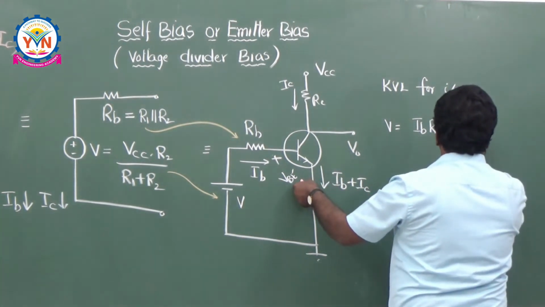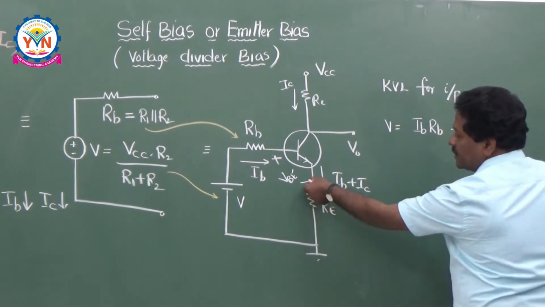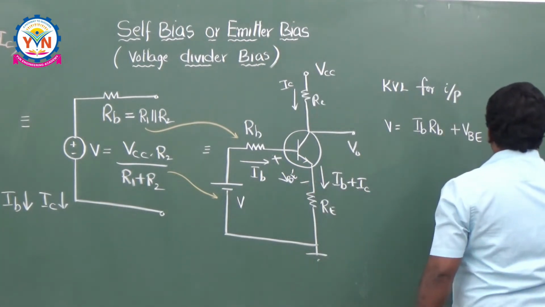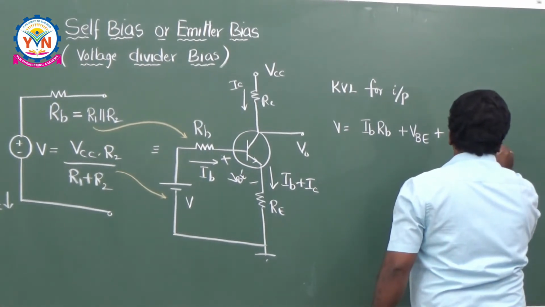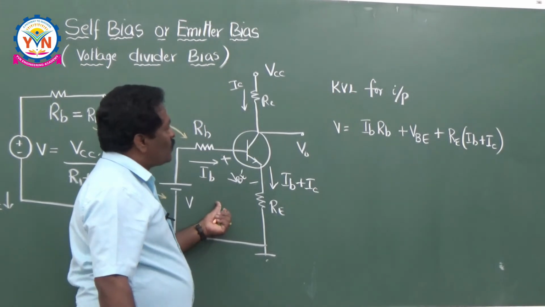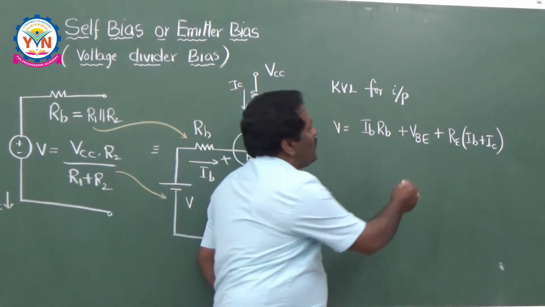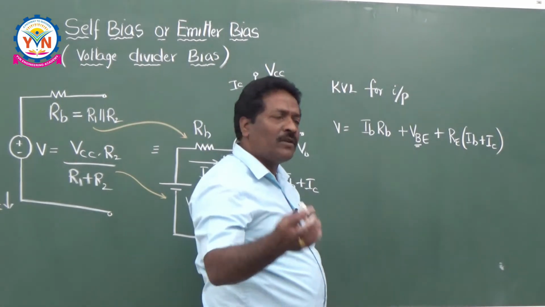So plus VBE plus, you can say this is RE into IB plus IC. So this is the KVL equation for the input loop. From this, VBE can be neglected if you want, it is only 0.3 or 0.6, otherwise you can put it here also.